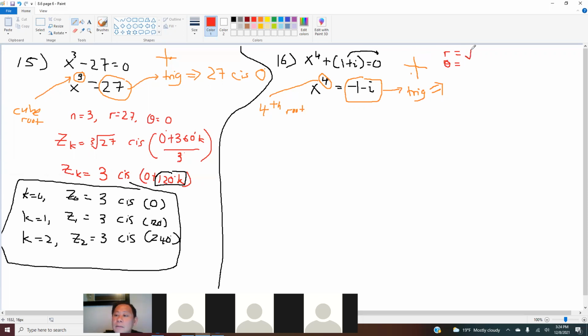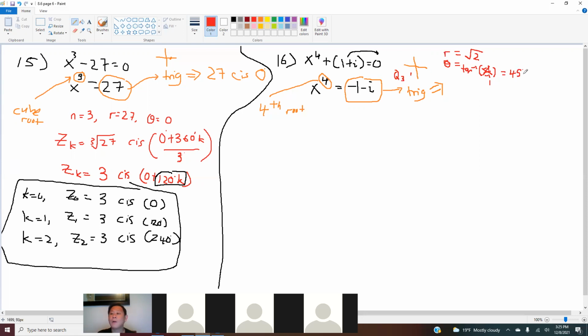So r in this case is √2, right? 1 squared plus 1 squared. Theta in this case is arctangent of -1 over -1, because your b is -1, your a is -1. So this is arctangent of 1, and arctangent of 1 is 45 degrees. But again, you cannot give me 45 degrees, because this is in what quadrant? Third. Quadrant 3.